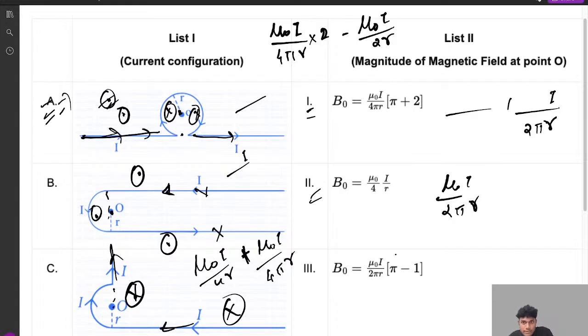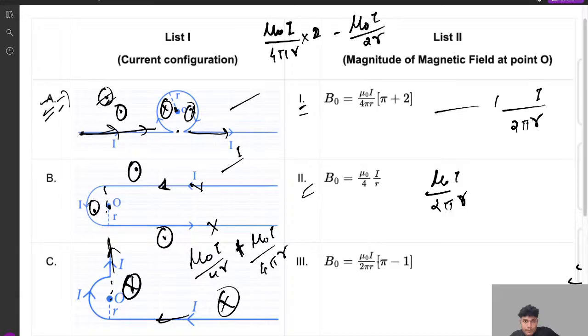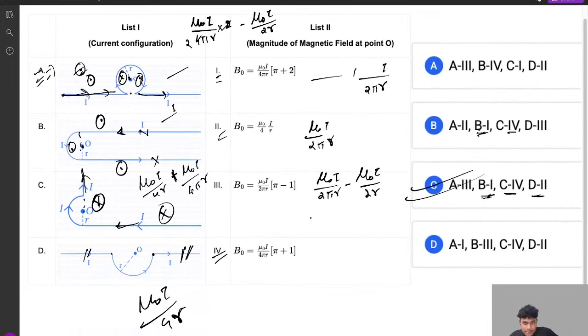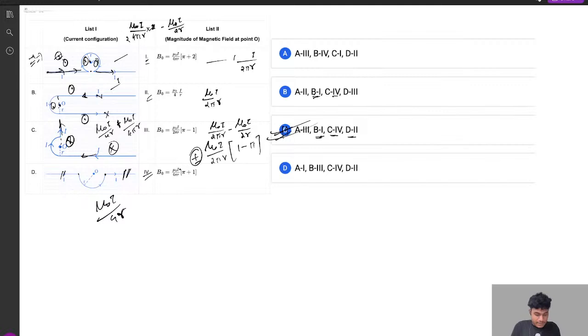So this is correct. If I open this, the 2 cancels out, that is mu naught I upon 2 pi r minus mu naught I upon 2r. So option 3 is correct. Taking mu naught I upon 2 pi r out, we get 1 minus pi, I think. That is a difference of plus and minus, but it's correct. So option C is correct.